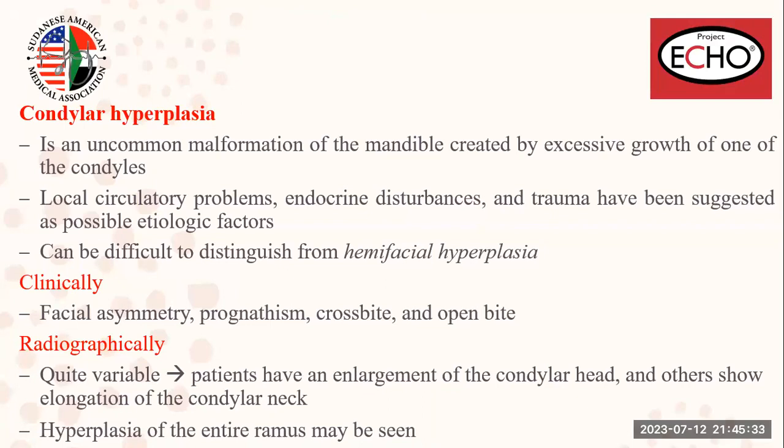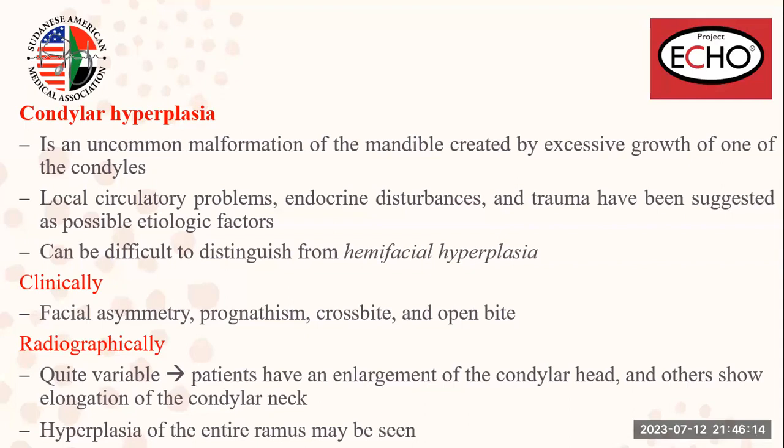This is, again, an uncommon malformation of the mandible created by excessive growth of one of the condyles. So it is not 100% bilateral. It could be unilateral in one condyle. It may be due to local circulatory problems in the blood vessels or endocrinological disturbances. Trauma may also be a factor. And in this case, sometimes it's very difficult to distinguish from hemifacial hyperplasia because clinically they might look similar.